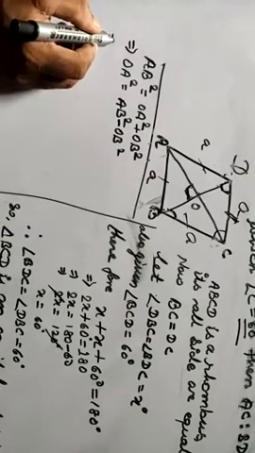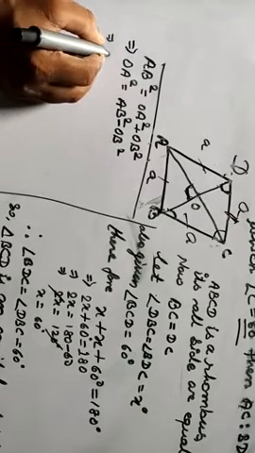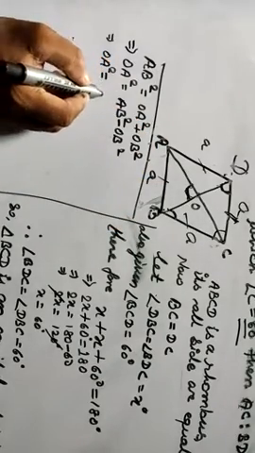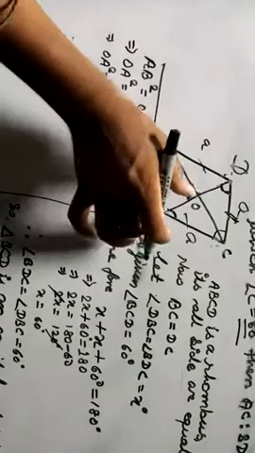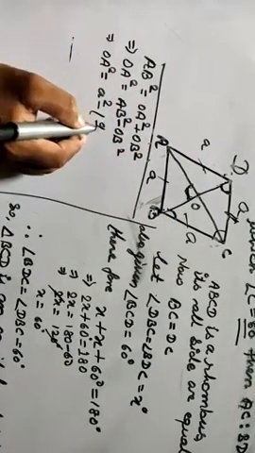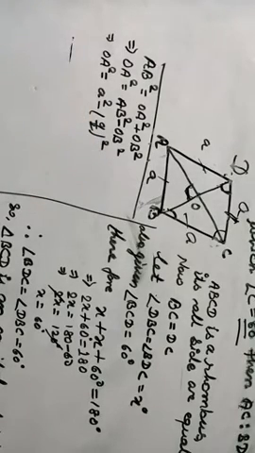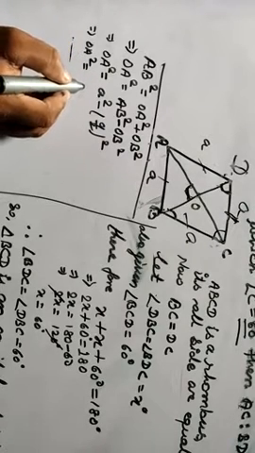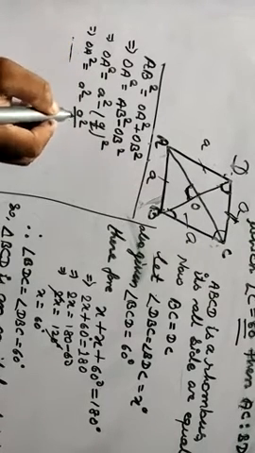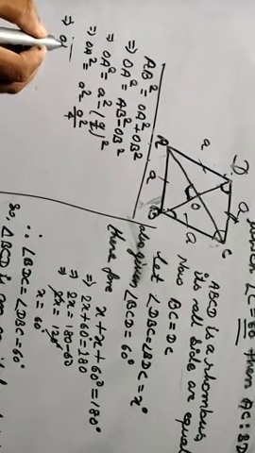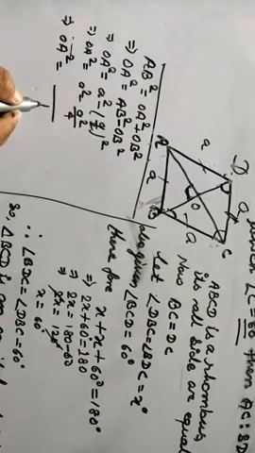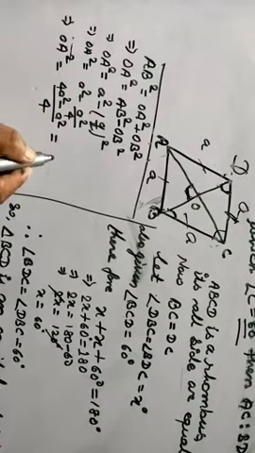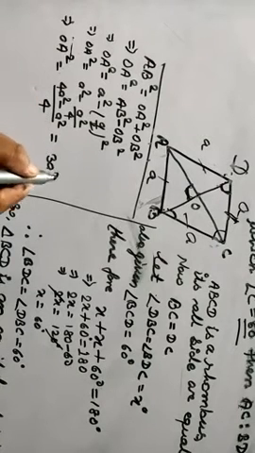then we will find OA square. AB means A, so A square minus OB, which means A by 2, half of A, whole square. Okay, try to find the value of OA square. A square minus A square by 4. OA square is equal to, take LCM, 4A square minus A square, 3A square by 4.